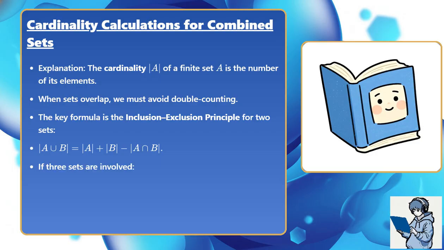If three sets are involved, the cardinality of A union B union C equals the cardinality of A plus the cardinality of B plus the cardinality of C minus the cardinality of A intersect B minus the cardinality of A intersect C minus the cardinality of B intersect C plus the cardinality of A intersect B intersect C.